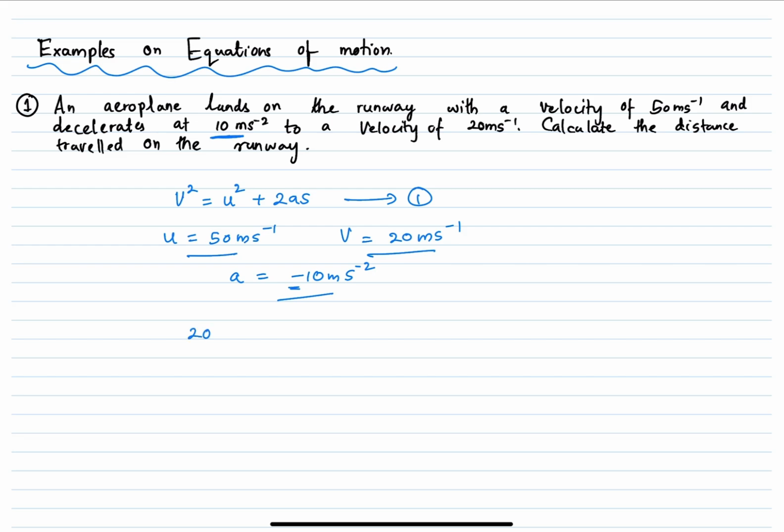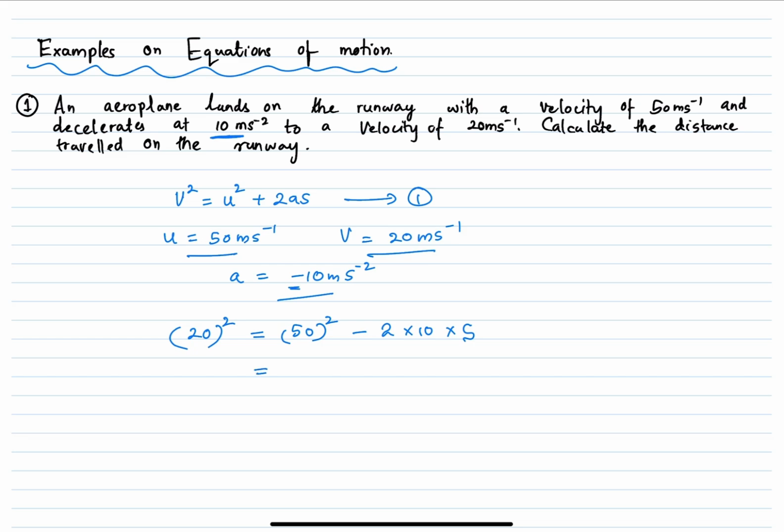You can directly plug these values into equation number 1, and when you do that, you will get v squared is 20 squared, and you have 50 squared as u squared, and you have 2 times 10, and also let's say s is the distance traveled on the runway.